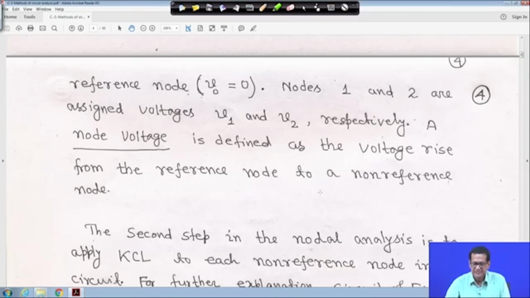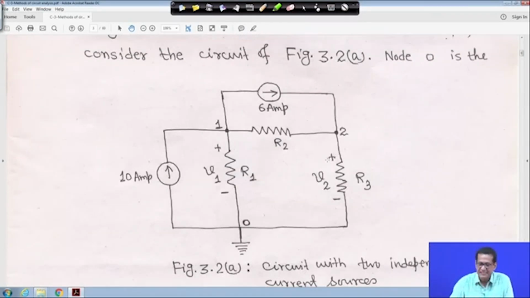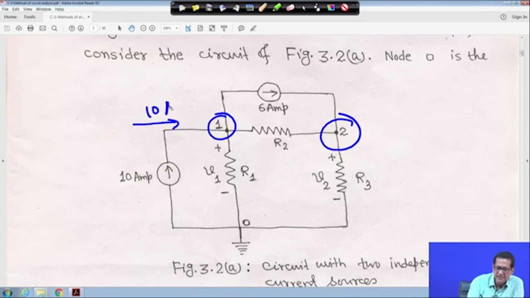Second step is that you apply KCL at each node. So, at node 1 you have to apply KCL and at node 2 you have to apply KCL. So, you have to mark some currents and what current is flowing. Just before moving to that, this 10 ampere current is a current source entering your node 1. Similarly, that 6 ampere current is entering at your node 2.